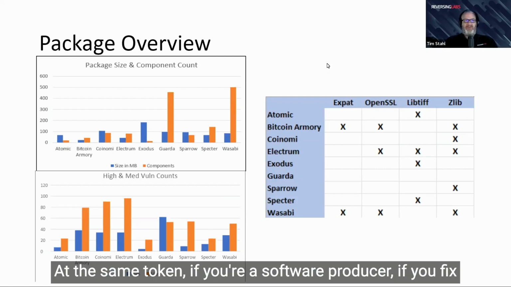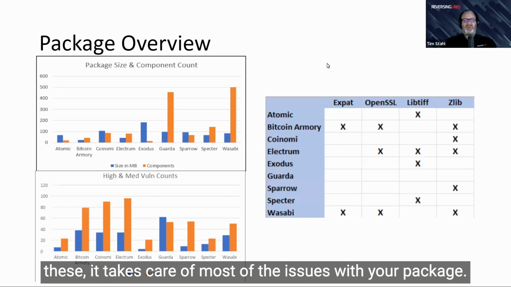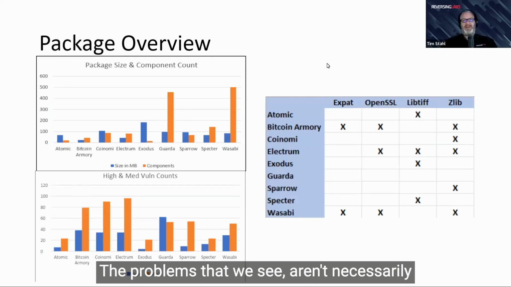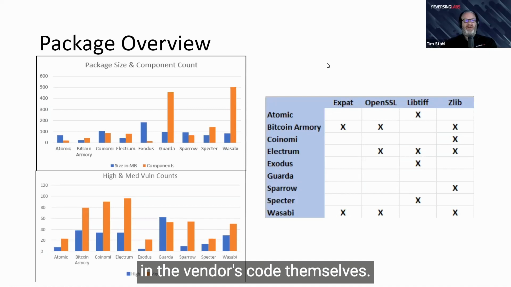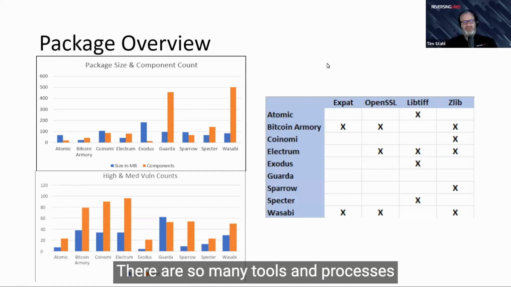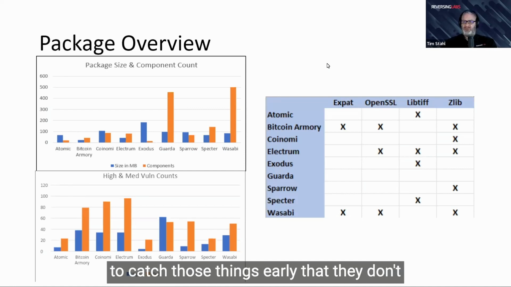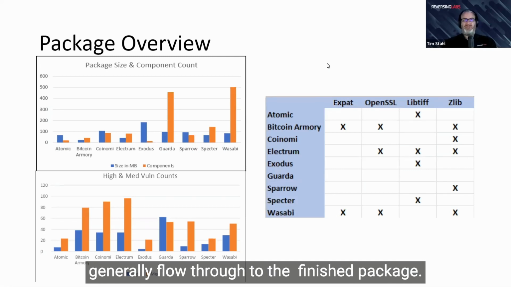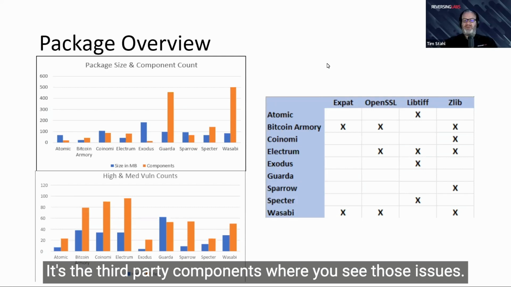At the same token, if you're a software producer, if you fix these, it takes care of most of the issues with your package. The problems that we see aren't necessarily in the vendor's code themselves. There are so many tools and processes to catch those things early that they don't generally flow through to the finished package. It's the third-party components where you see those issues.